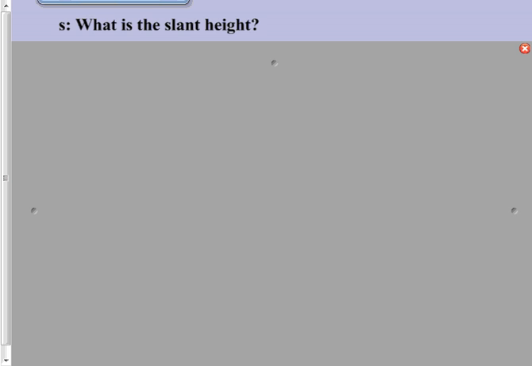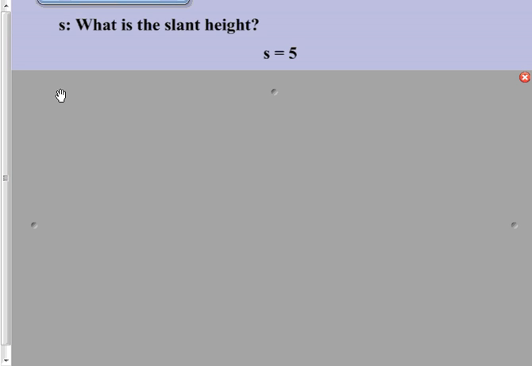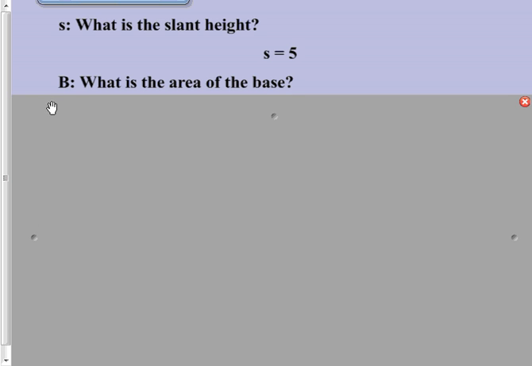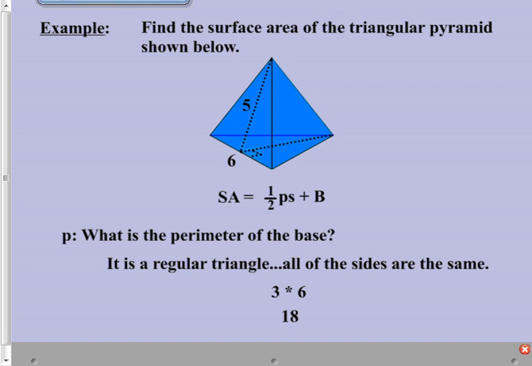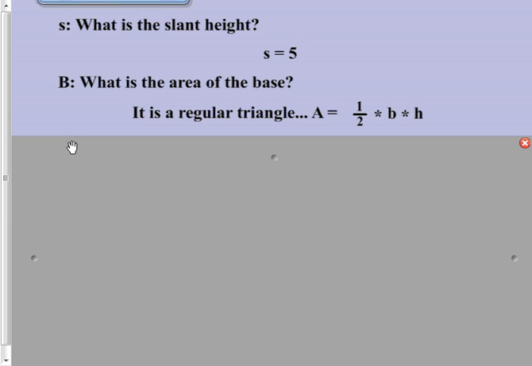Slant height, look back at the figure real quick. Do we have the slant height in this case? Yes, in this case we do. They did provide us with the slant height, so straight out of the figure, S is 5. Big B, area of the base. Okay, well, our base is a triangle, so of course we find the area of a triangle by our triangle formula, 1/2 times base times height.